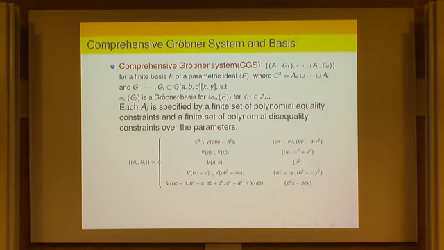The comprehensive Groebner system is the thing that is going to do the partitioning of the parameter space. It's a finite collection of pairs. The first component is constraints on the parameters, equalities and disequations, not equal to. So it's going to define a quasi-variety on the specializations. And the second component is a Groebner basis.